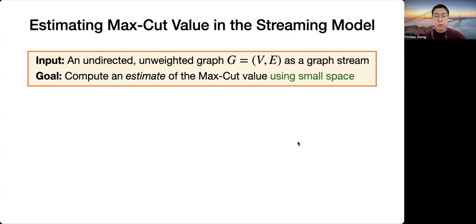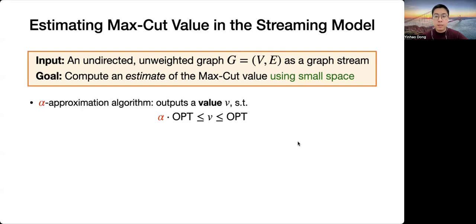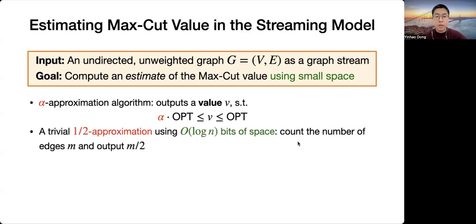In this work, we focus on estimating the value of max cut in the streaming model. In this setting, the algorithm only needs to output a value instead of a cut. There is a trivial half approximation algorithm using only O(log n) bits of space. It simply counts the number of edges m during the stream and outputs m over 2.